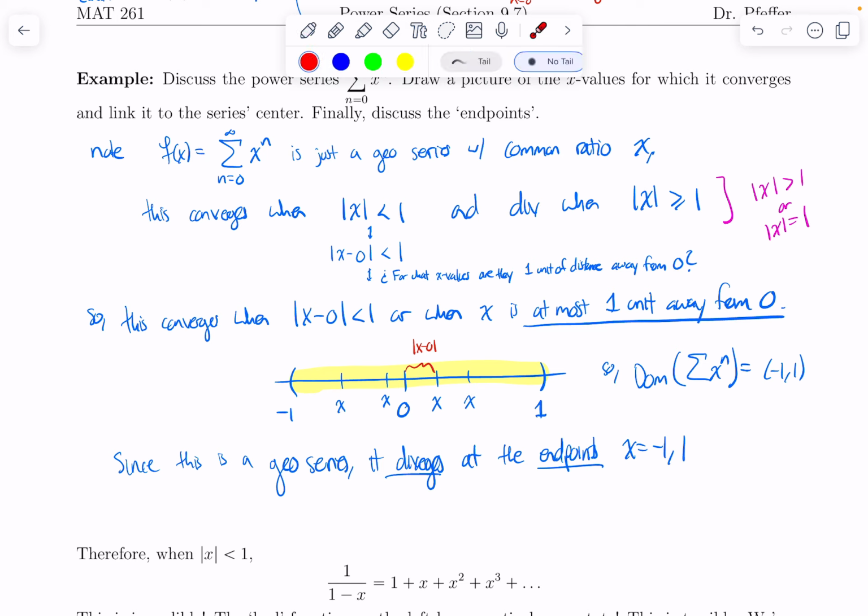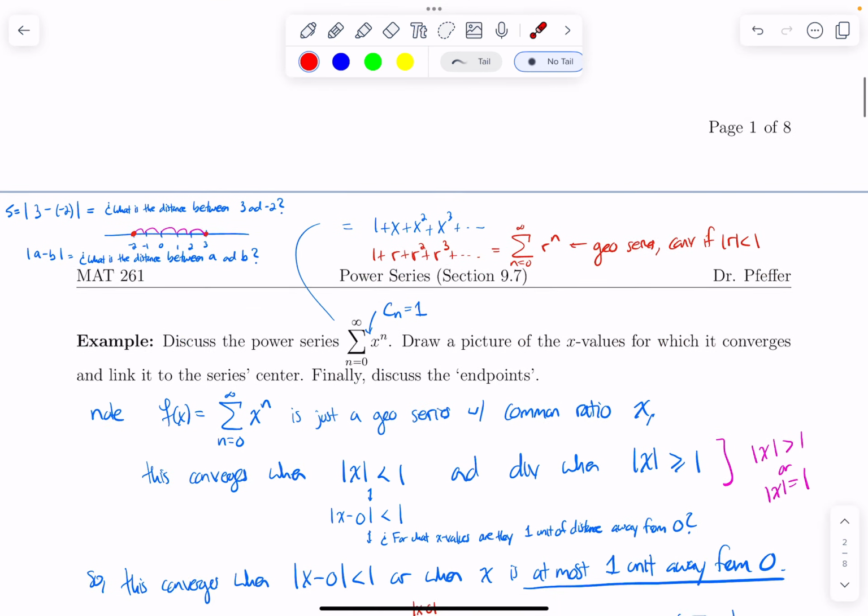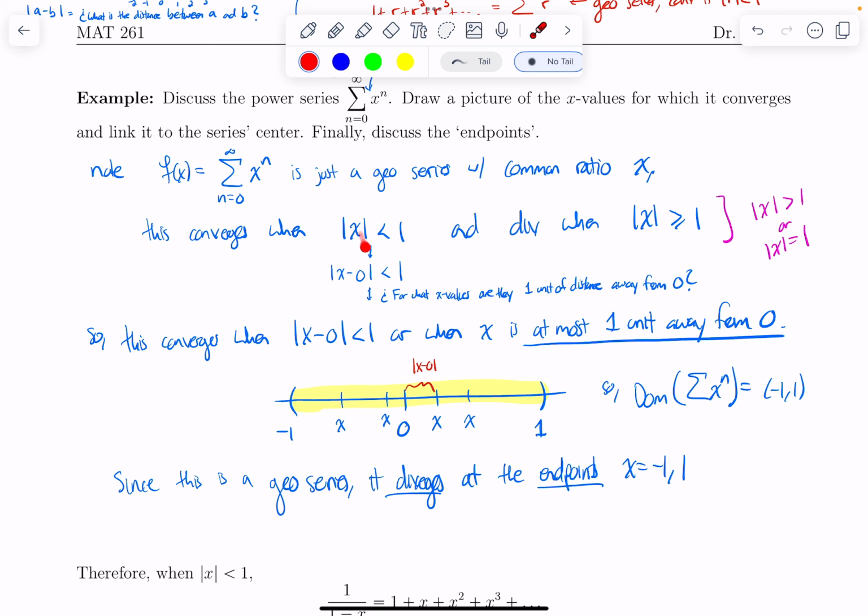So anytime I have a geometric series like this, a geometric power series, it'll converge in this range and it'll diverge elsewhere, including the endpoints. So this is the answer to, hey, here's a function, what is its domain? It turns out that I can do that by looking at this sort of distance interpretation of the absolute value. And that'll give me a good picture to work with. So anything inside this region will cause this power series to converge, and anything beyond it will diverge.